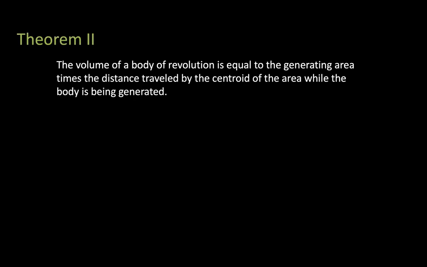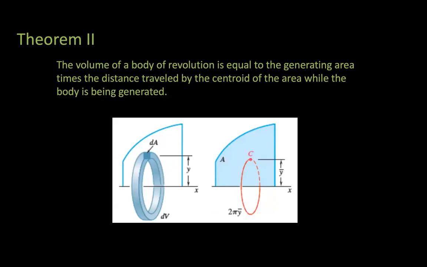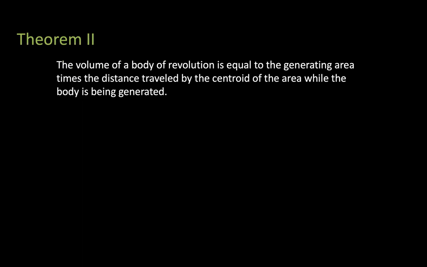Theorem 2 of Pappus-Guldinus: the volume of a body of revolution is equal to the generating area times the distance traveled by the centroid of the area while the body is being generated, as we see over here. So theorem 2 in more detail: the volume of a body of revolution is equal to the generating area times the distance traveled by the centroid of the area while the body is being generated.